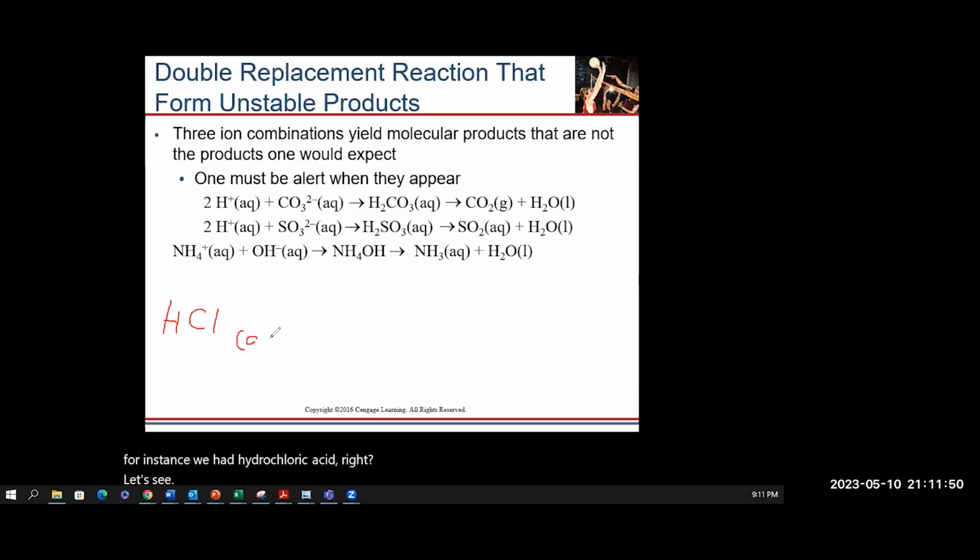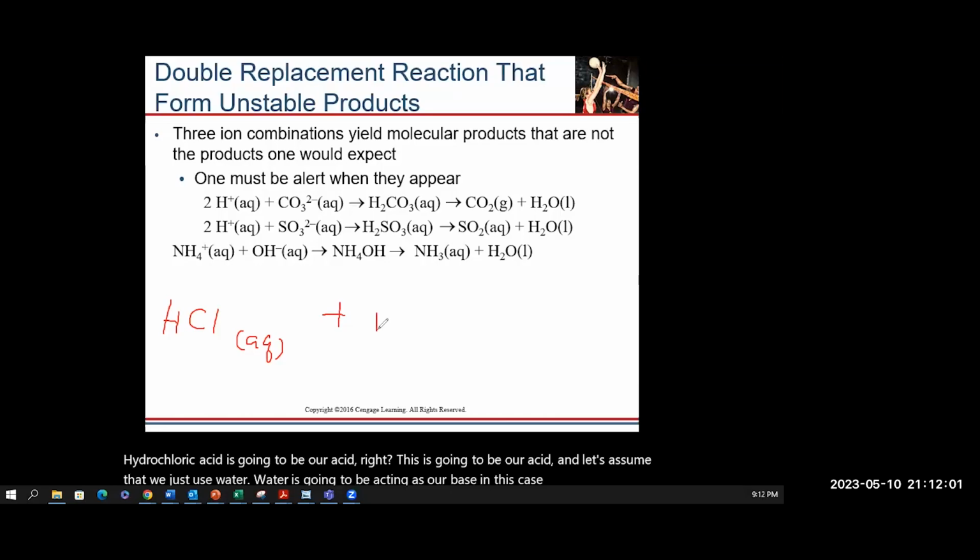Okay, so here, hydrochloric acid is going to be our acid, right? This is going to be our acid. And let's assume that we just use water. Water is going to be acting as our base. So HCl is giving the proton and water is accepting it. That's right.